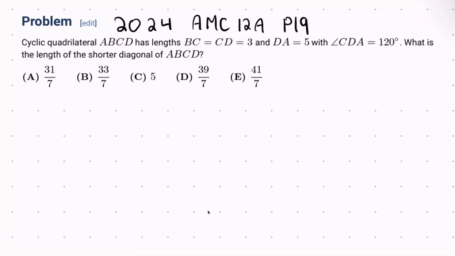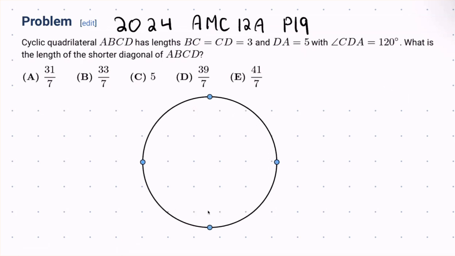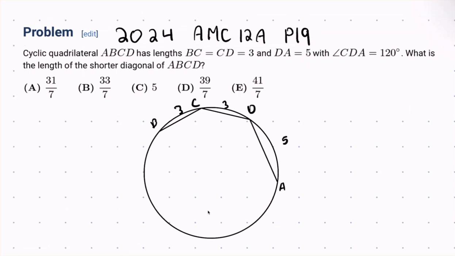Now, to get started, let's draw a diagram. Since it's cyclic, it can be described in a circle. Let BC equal CD, all of these are 3, and DA is equal to 5. To finish the quadrilateral, we draw a line. Angle CDA is equal to 120 degrees, so we know that here it will be 120 degrees. And let's draw this diagonal here, CA.